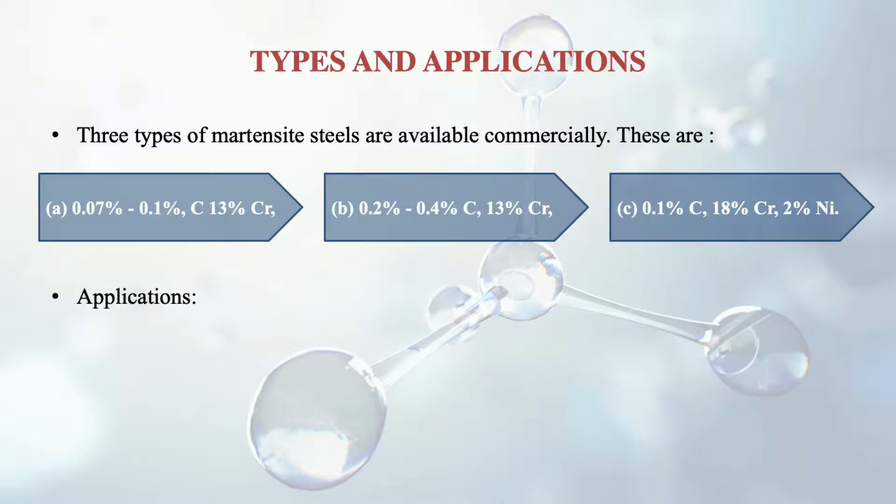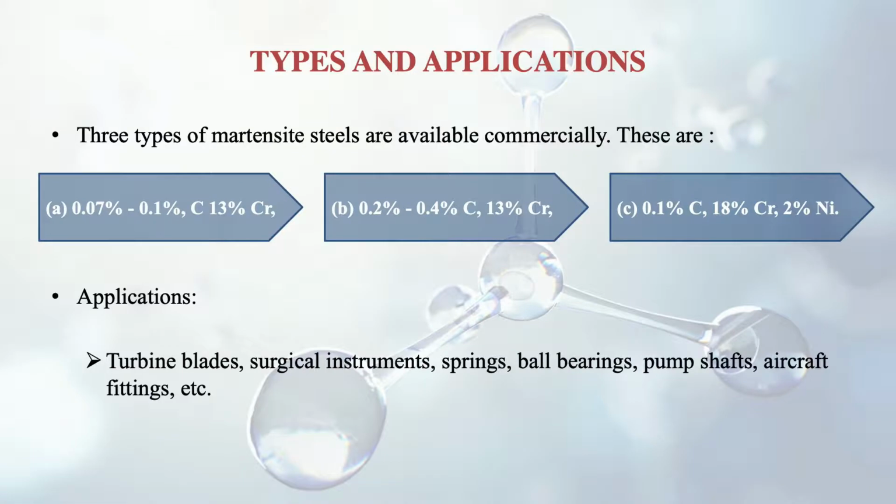And the applications are vast, like turbine blades. You see it in jet engines and other places, even steam turbines, where it is very useful. Surgical instruments in the medical field also use martensitic steel. Springs, ball bearings, pump shafts, aircraft fittings, etc. So it is a very useful product, this martensitic type of stainless steel.